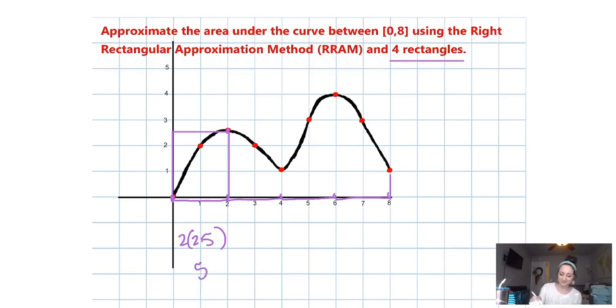Okay, let's look at the second rectangle. So base goes from 2 to 4. 4 is my right endpoint, so when x is 4, come find your y value there, and that's what the height is going to be of your next rectangle. Okay, so I'm just going to add that next area. So my base is 2 and my height is 1, so I'm adding an area of 2. Okay, all right, the next rectangle goes from x equals 4 to 6. When x is 6, my y value is 4.